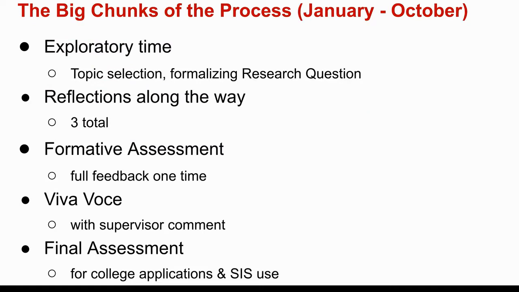So just a big overview. This is a process that takes place from January through next October with the juniors and into their senior year. And so the beginning part is exploratory. That's what they're doing right now, where they've chosen their topic and now they're starting to narrow down to a research question. They will do 3 written reflections along the way, and those are part of their score.